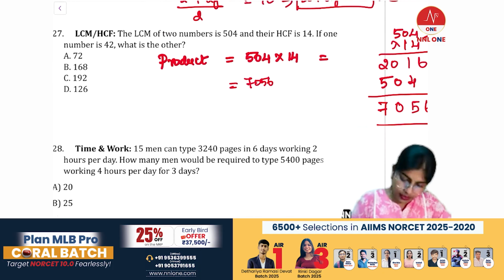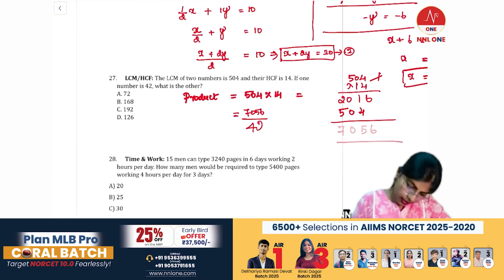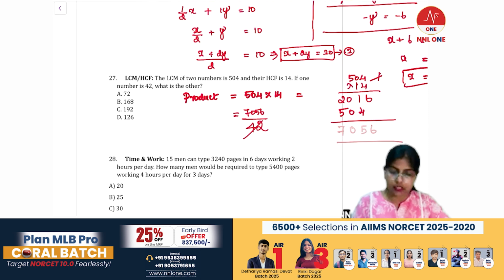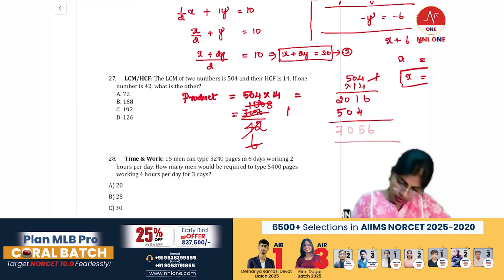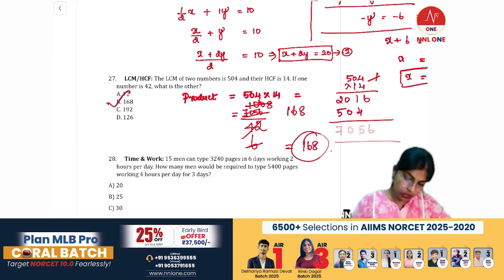Okay, we are going to divide it by 42. I think we can cancel it in the 7 table. 7 7s are 49, 7 5s are 35, 7 6s are 42. 7 1s are 7, 0. 7 8s are 56. 6, 1. 6 5s are 35. 6 6s are 36. And 6 8s are 48. The answer is 168. Option B.